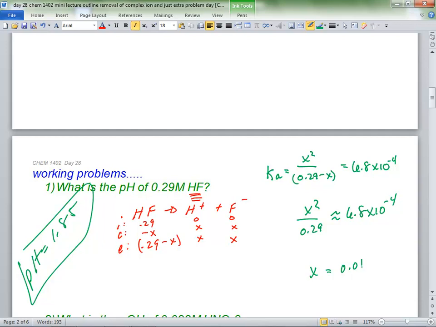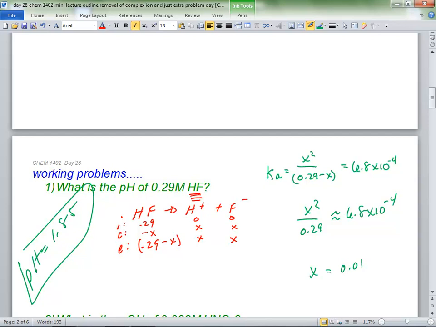Okay. And we wrote a Ka because it's an HF, right? It's an acid. How could I have made this a trick question? Instead of writing HF, write H what? And then hopefully you're not going to write ICE, is what I'm getting at.